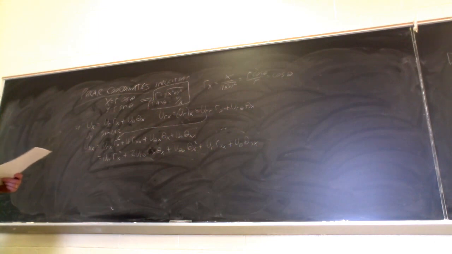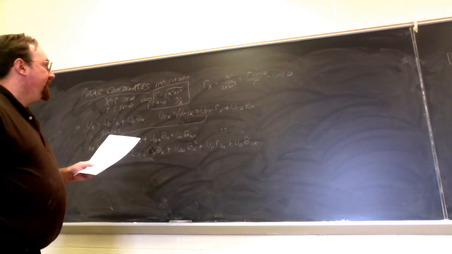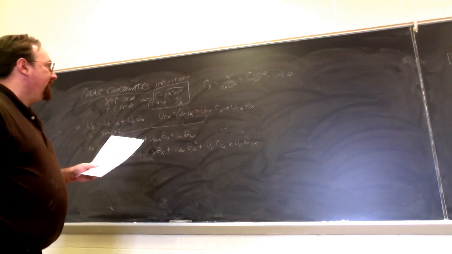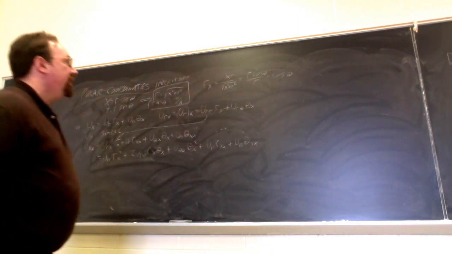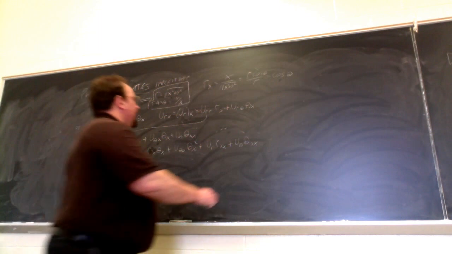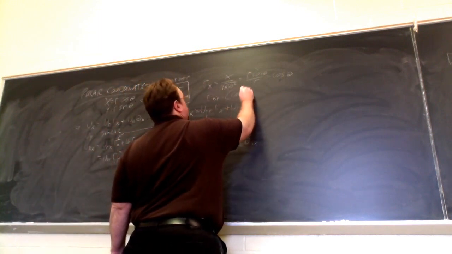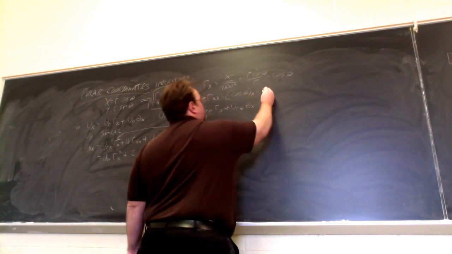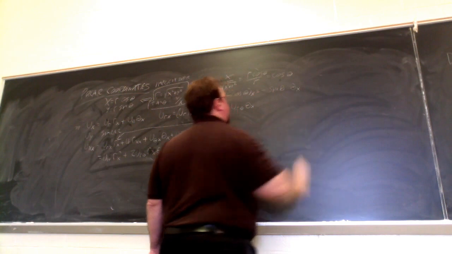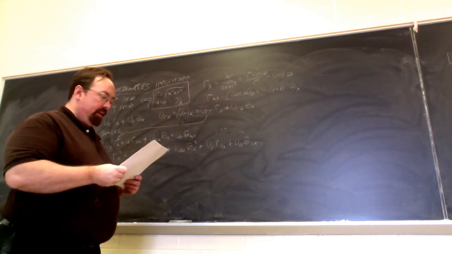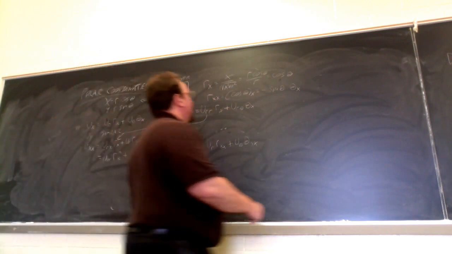Now, what about Rxx? So I need to differentiate this with respect to x again. So Rxx is going to be the derivative of cosine theta with respect to x. That's going to be minus sine theta times the derivative of theta with respect to x. Now, what is d theta dx?